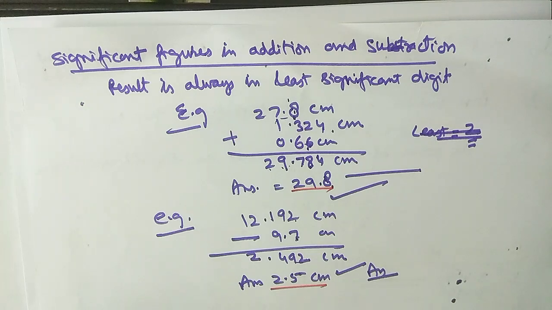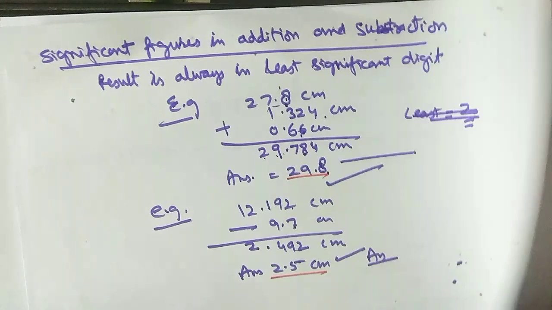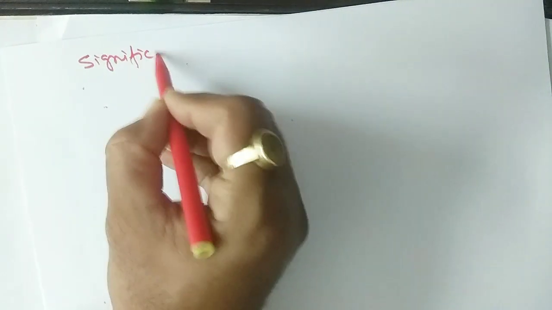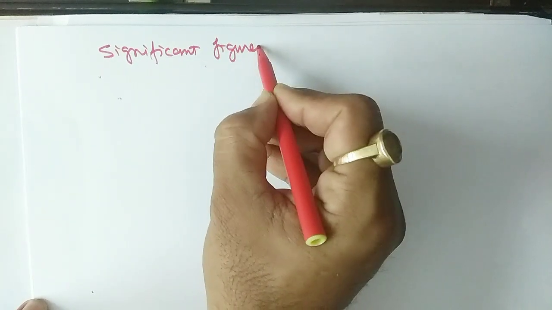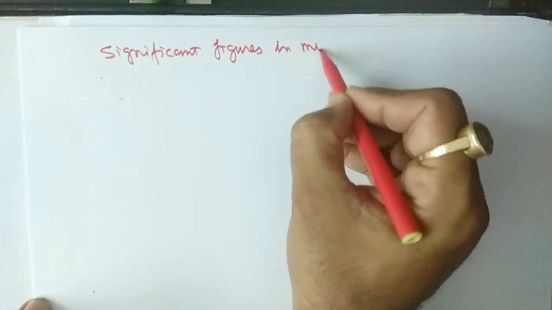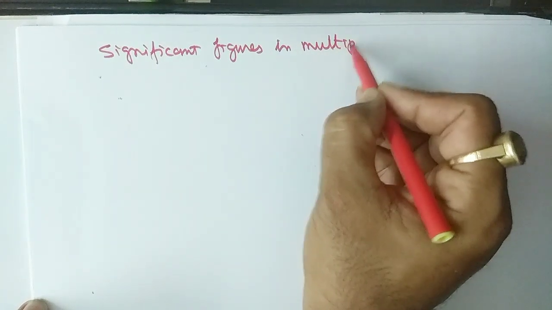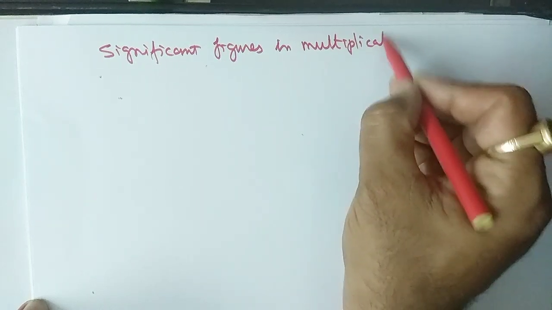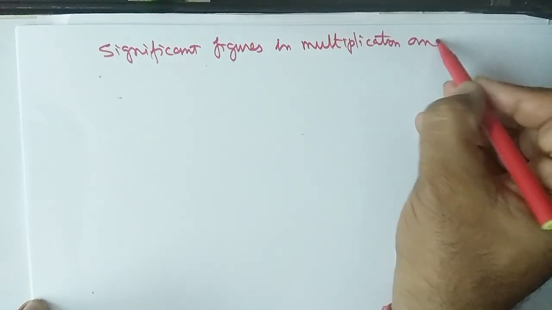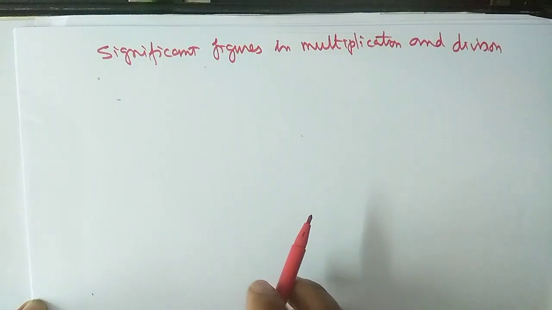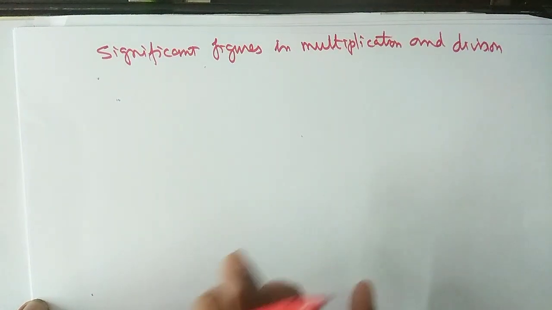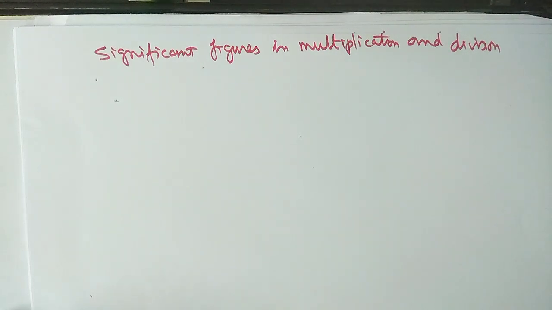Now in case of the multiplication and division, we'll discuss. So come to the significant figures in multiplication and division. Okay, first see the example, then it will be very easy to remember.